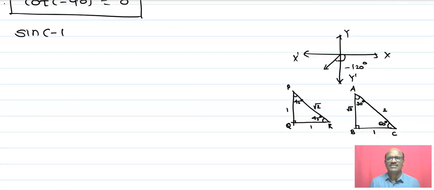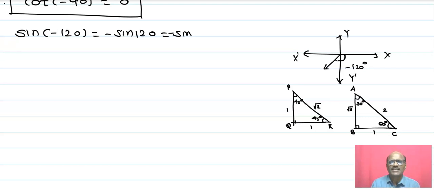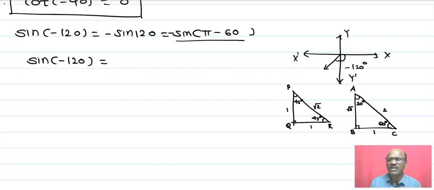Now we'll see the next values, that is the values at minus 120. Sine of minus 120. Sine reflects the negative sign, therefore minus sine of 120. Now I am writing in this manner. 120 means what? Pi minus 60.